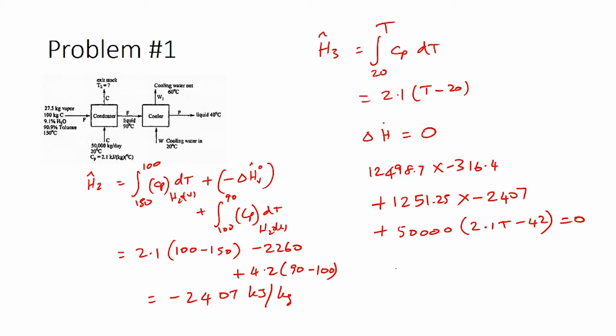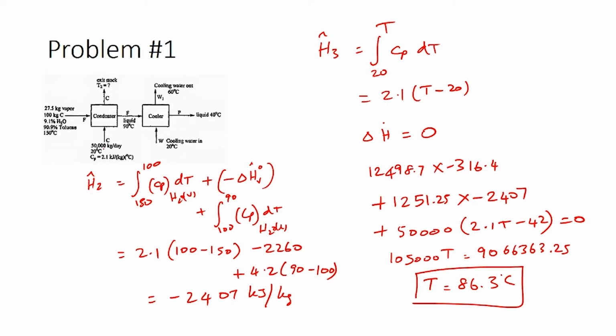So, this equation will then simplify to form 1,05,000 times T equals 9066363.25. So, from here temperature T is calculated as 86.3 degrees Celsius. So, the coolant is heated from 20 degrees Celsius to 86.3 degrees Celsius, so that the vapor which is coming in at 150 degrees Celsius can be cooled to form a condensed liquid at 90 degrees Celsius. So, now that we have the first part of the problem solved, let us move on to the second part of the problem.